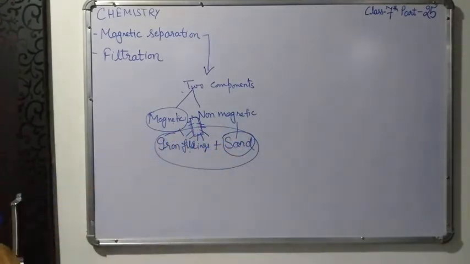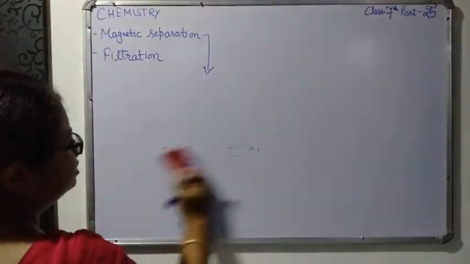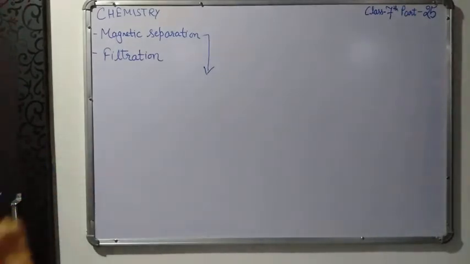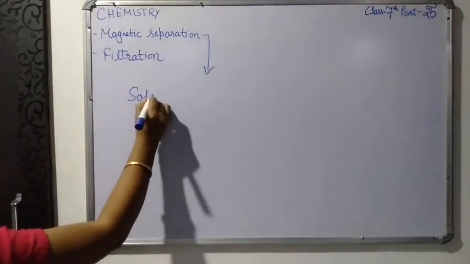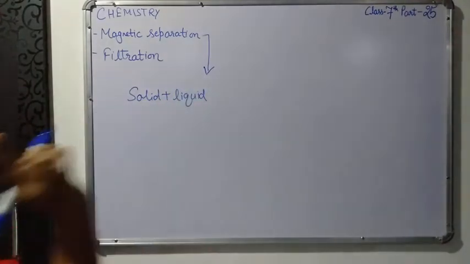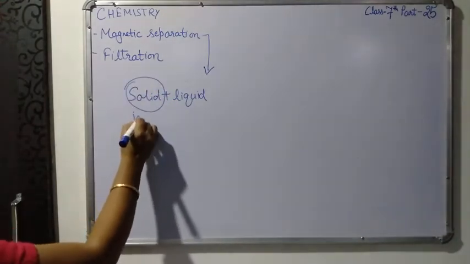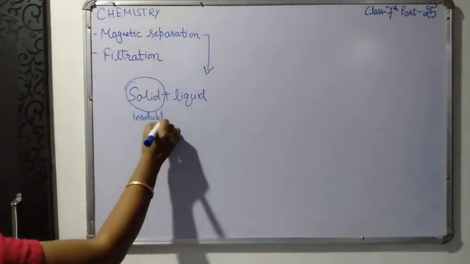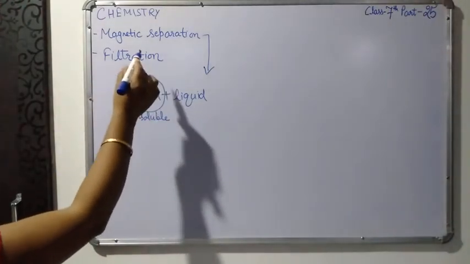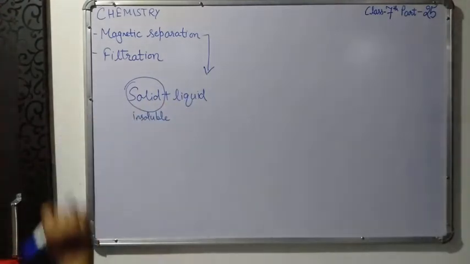Now the next method is filtration. You can use the filtration method whenever you have a mixture of solid and liquid, but you have to be very careful that this solid should be insoluble. So the filtration method is only used for separating an insoluble solid from a liquid.